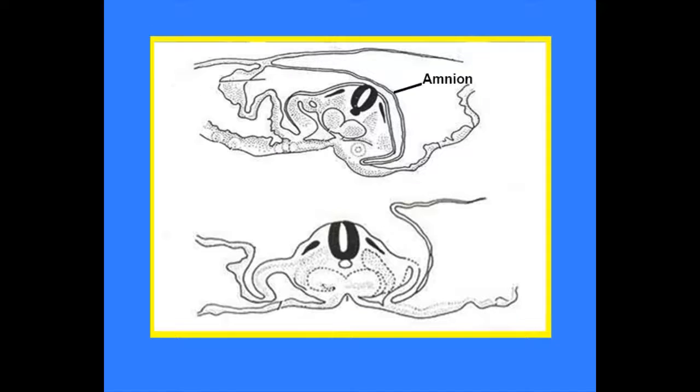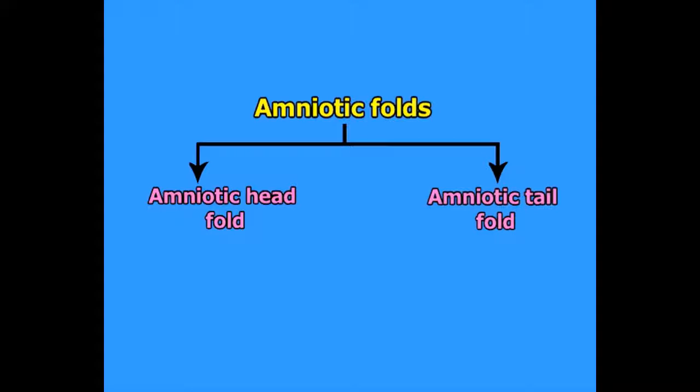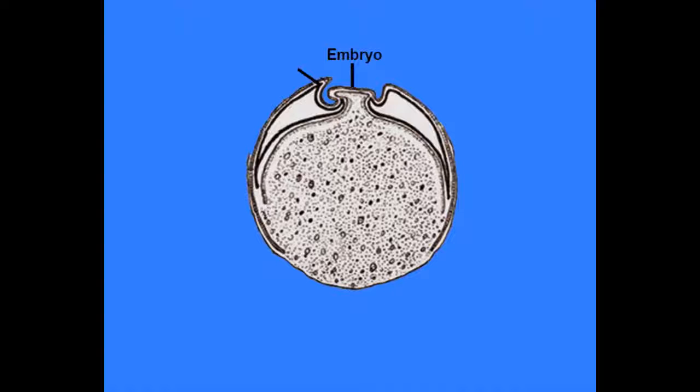Development of amnion and chorion. The amnion and chorion are developed jointly as upward projecting folds, the amniotic folds of the extraembryonic somatopleure. The amniotic folds are named according to their location. They are amniotic head fold and amniotic tail fold. The amniotic fold first appears as a transverse fold in front of the head. It is called amniotic head fold.